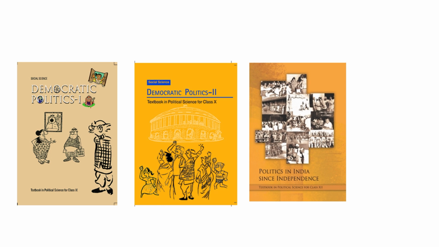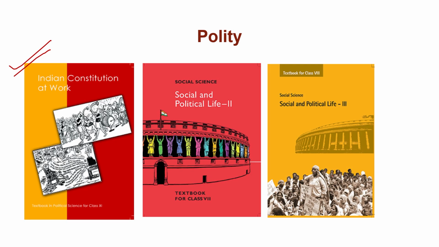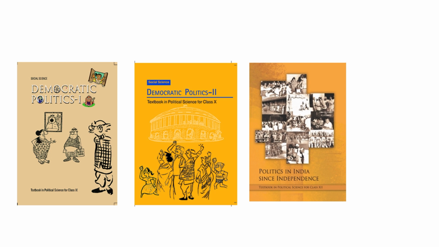Then the next textbooks are Democratic Politics of class 9th and Democratic Politics of class 10th, as well as Politics in India Since Independence of class 12th. So these are the textbooks, but the main book, the standard book, is Indian Polity by Lakshmikant. So I would suggest first read the Indian Constitution at Work, then go to the Lakshmikant book. Then if you have time, come back to these NCERTs.